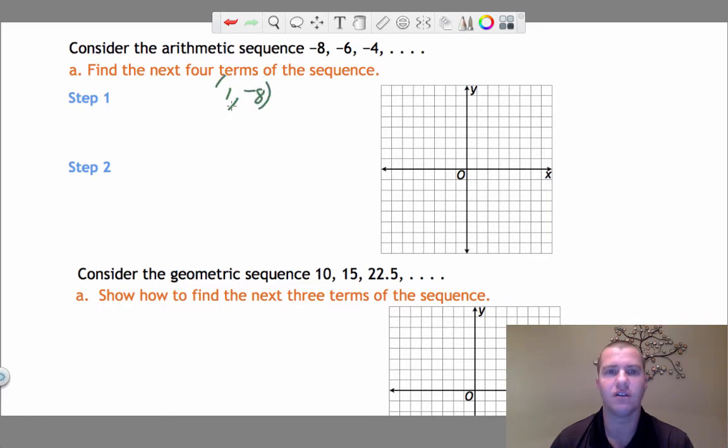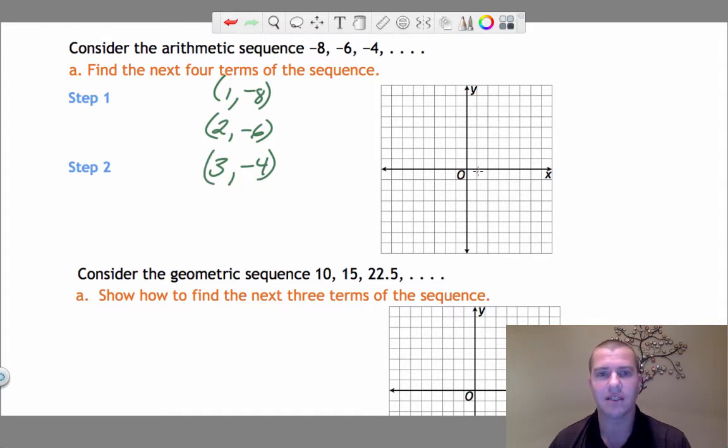So the first term is negative 8, so I have the point (1, negative 8). The second term is negative 6, so it's the point (2, negative 6), where the x value is the term number in the sequence and the y value is what that term is. Then I would have (3, negative 4). What I want you to see is when we graph that, this is going to be (1, negative 8), and I have these 3 points.